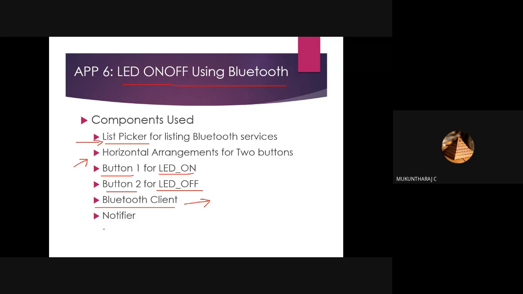Then I'm going to use the notifier. Of course, we have already used this notifier component, right? It is going to simply pop up whether the Bluetooth is connected or a device is on or off. Likewise, it is going to give you information. So here the new components which you have used are list picker and Bluetooth client. These two things are new components. Other things you people are already familiar with. So these are all the components we are going to use, right?